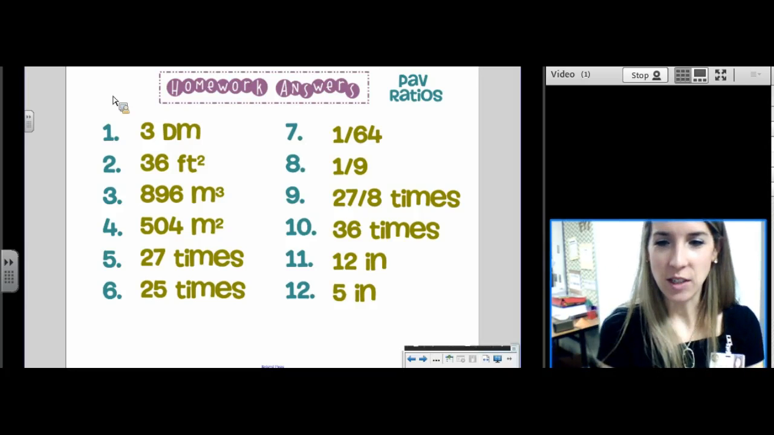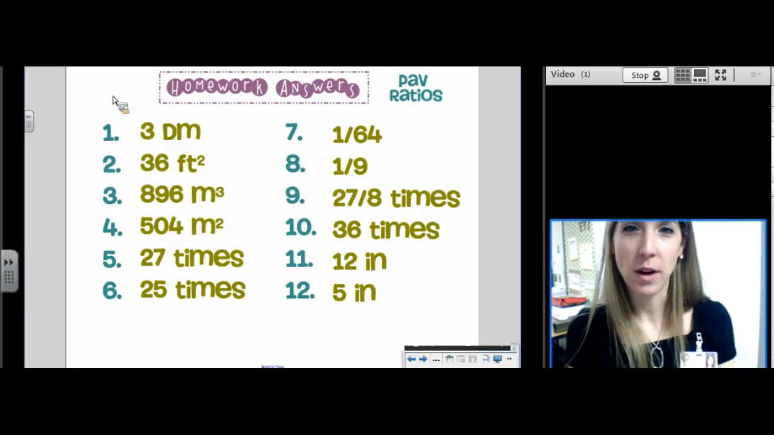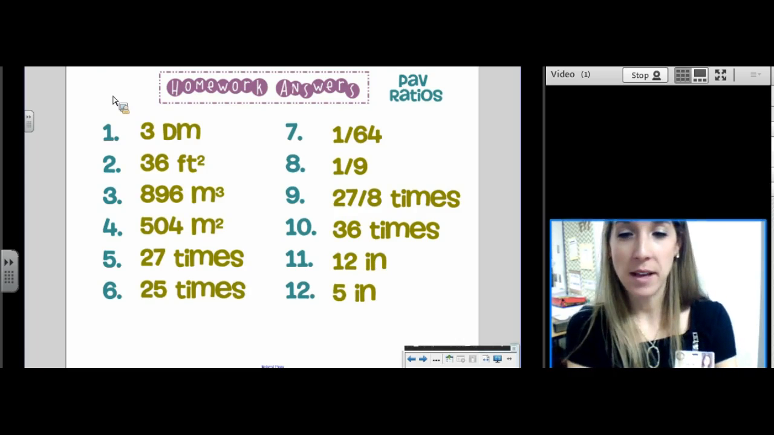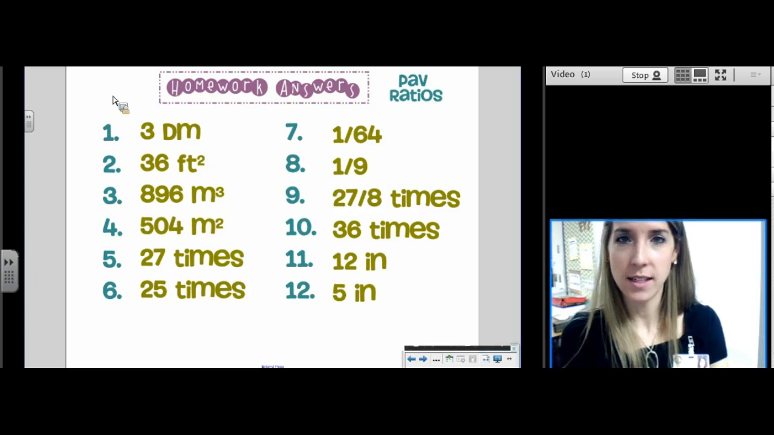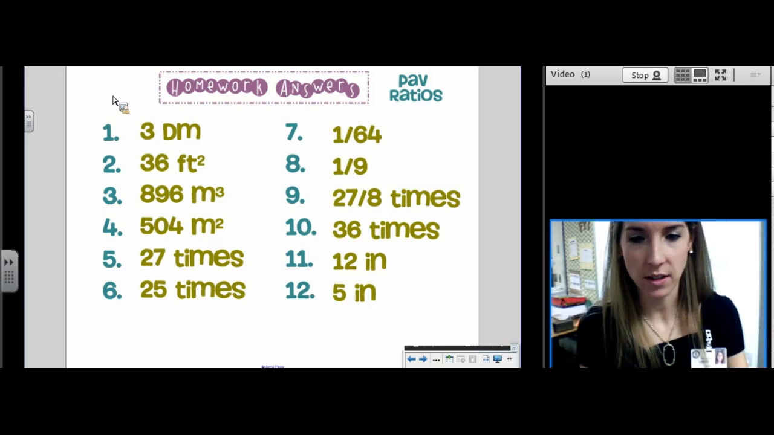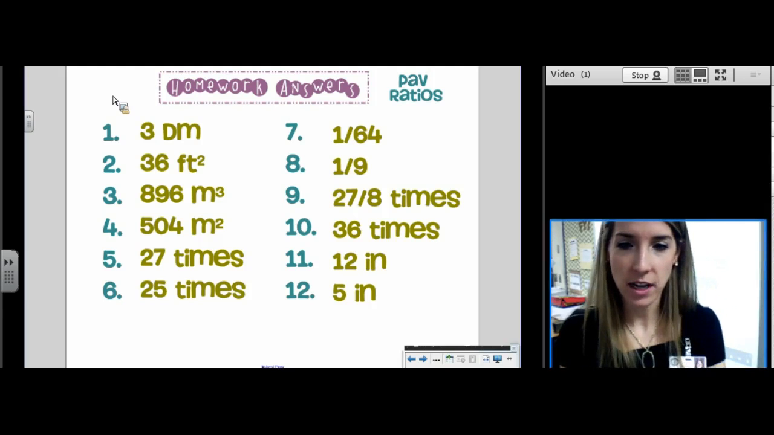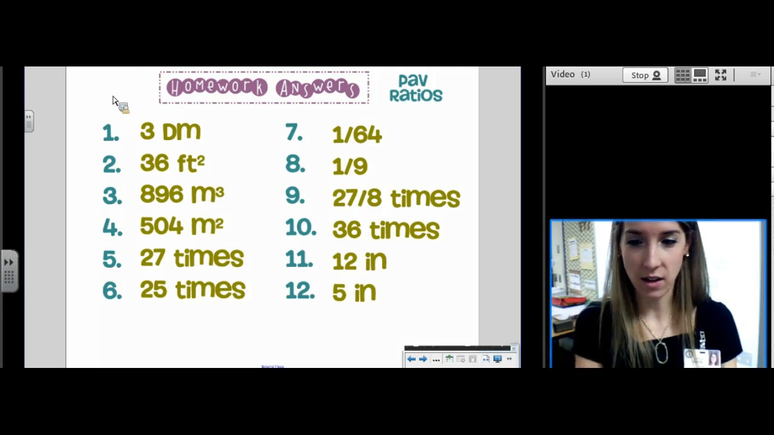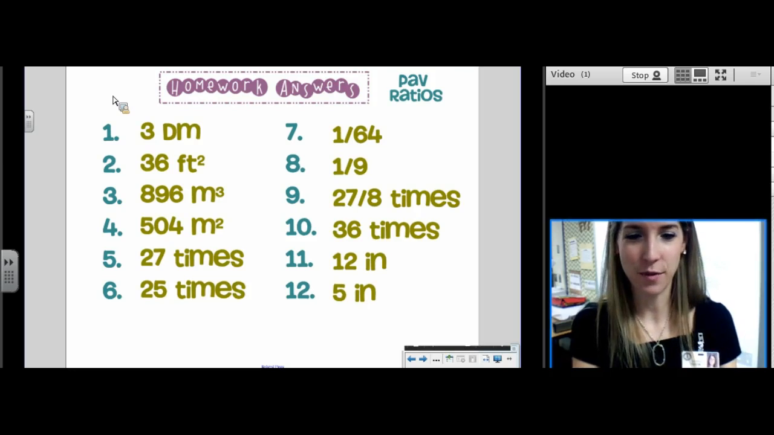Hello, these are the answers to the perimeter, area, and volume ratios practice. You probably got this on Friday, when that lesson was in class. So go ahead and take some time to check your answers. Pause the video right now and check your answers to this homework if you didn't do that in class, and then we'll get to the review for your test.